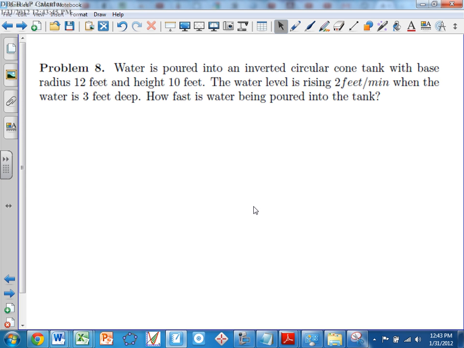Problem 8. We have water being poured into an inverted circular cone. Everybody, please draw an inverted circular cone. Two lines with an ellipse. That's all it is. Again, if you can't draw, like me, I can't draw, draw two lines and an ellipse.